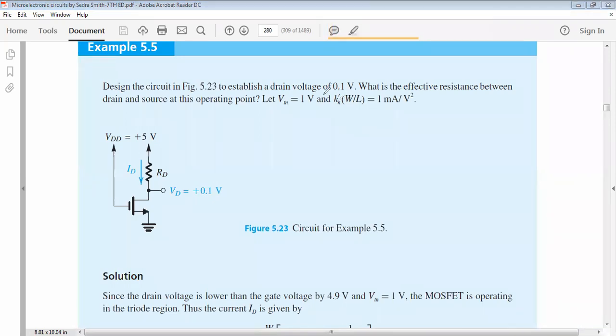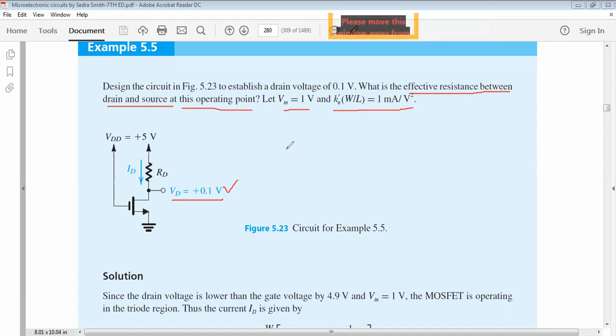Okay, given data: one is the drain voltage. Drain voltage is equal to 0.1 volt. What is the effective resistance between drain and source? Observe here, the effective resistance between drain and source at this operating point, and consider the threshold voltage VTN is equal to 1 volt and K' W by L is equal to 1 milliampere per volt square.